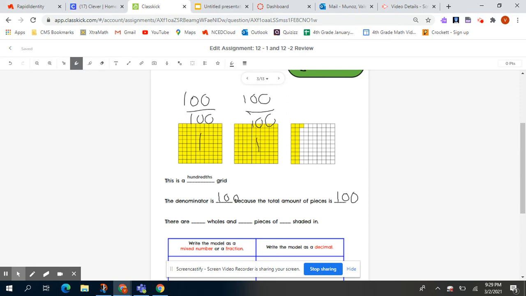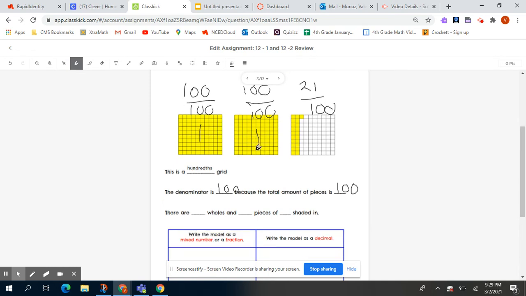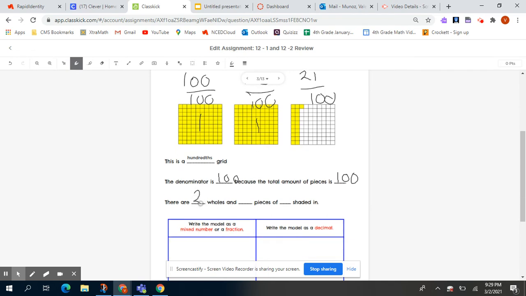This one over here isn't filled in. It has 10, 20, and 1. So 21 of my 100s are filled in. So this one is not a whole. So I can see that I have 2 wholes. There are 2 wholes, and 21 pieces of my 100 are shaded in over here.